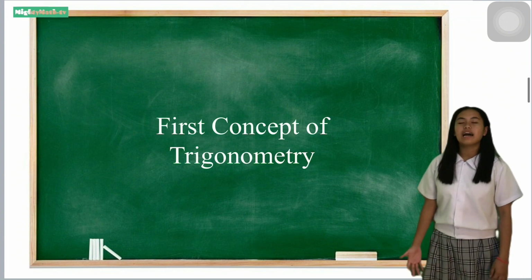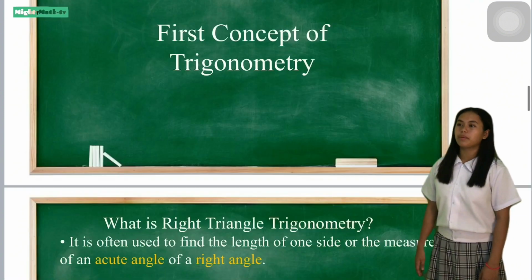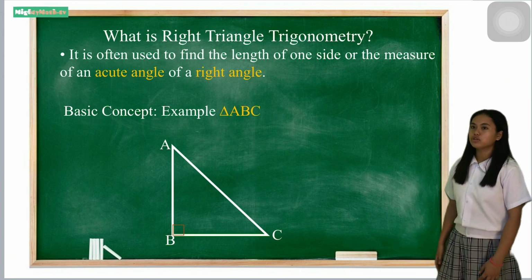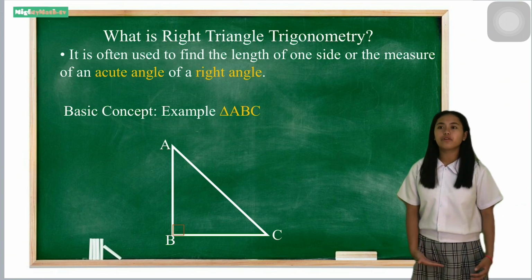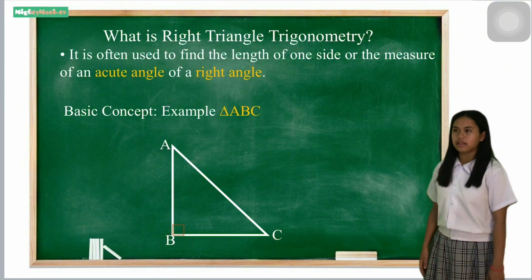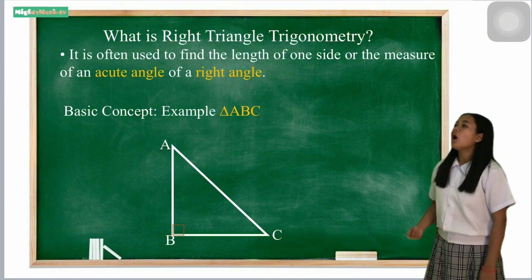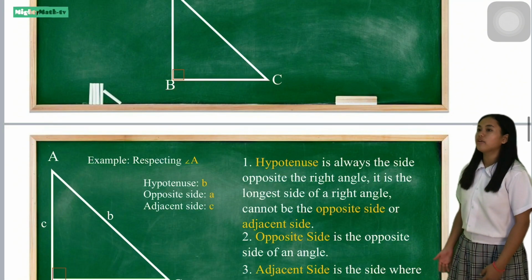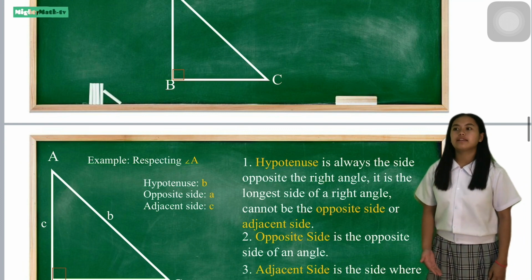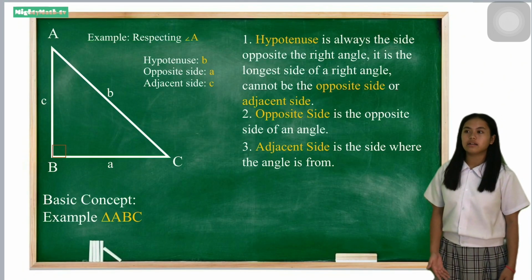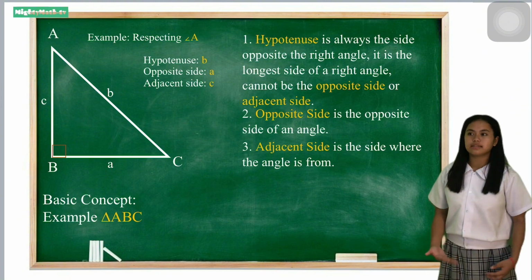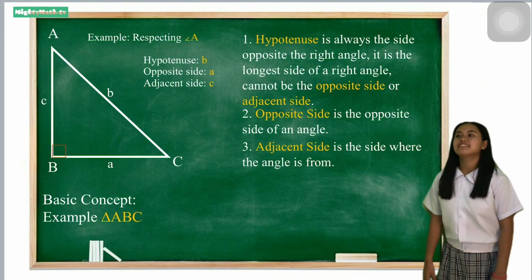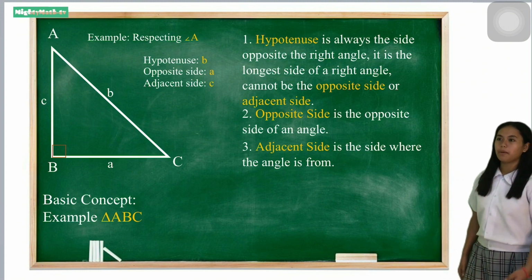Now that's done, let's have the first basic concept of trigonometry. What is right triangle trigonometry? It is often used to find the length of one side or the measure of an acute angle of a right triangle. We have the hypotenuse, opposite side, and adjacent side. The hypotenuse is always the side opposite the right angle. It is the longest side of a right triangle and cannot be the opposite side or adjacent side. The opposite side is the side opposite of an angle. The adjacent side is the side next to the angle.